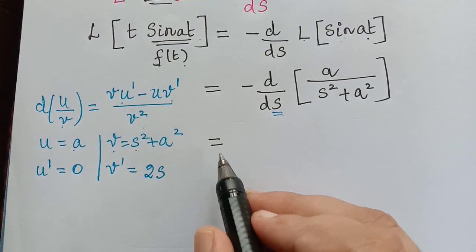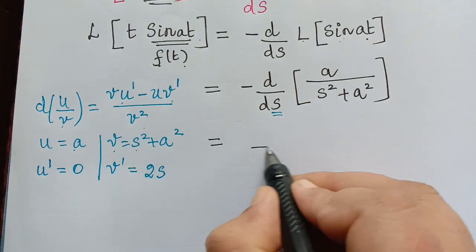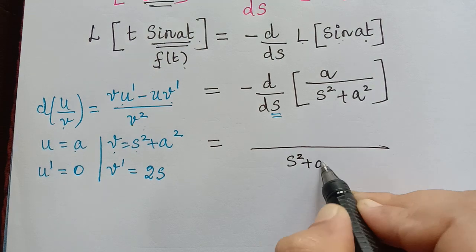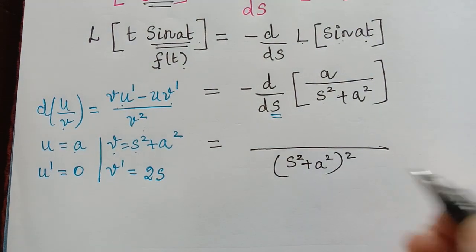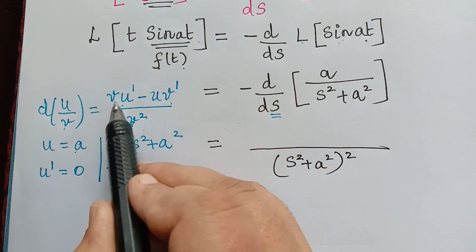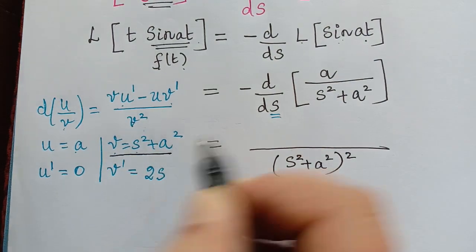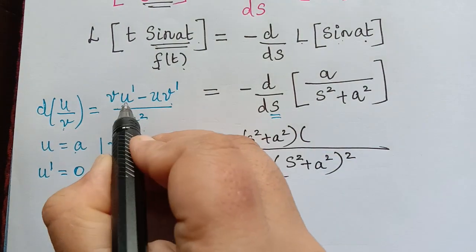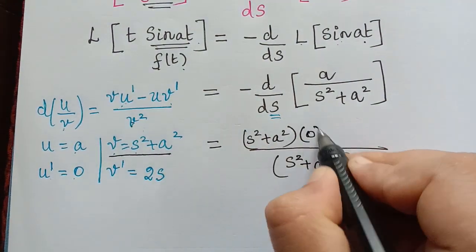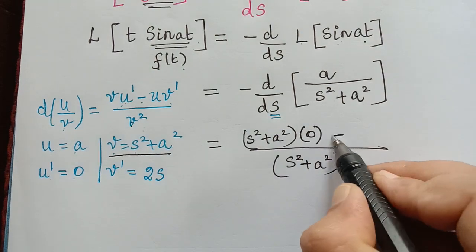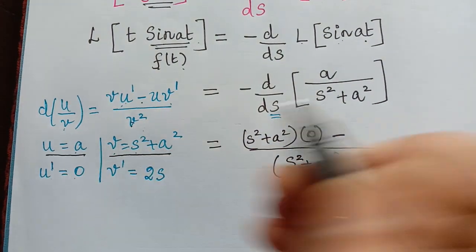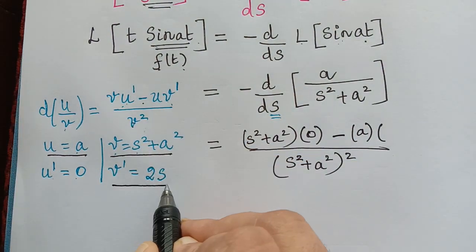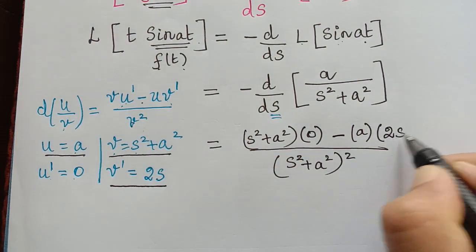So this will be equal to, by using this formula, v square in the denominator, so it will be s square plus a square the whole square. And then v multiplied with u dash. What is v? s square plus a square. This has to be multiplied with u dash, which is 0. And then minus u. What is u? It is a. So a multiplied with v dash, which is 2s.